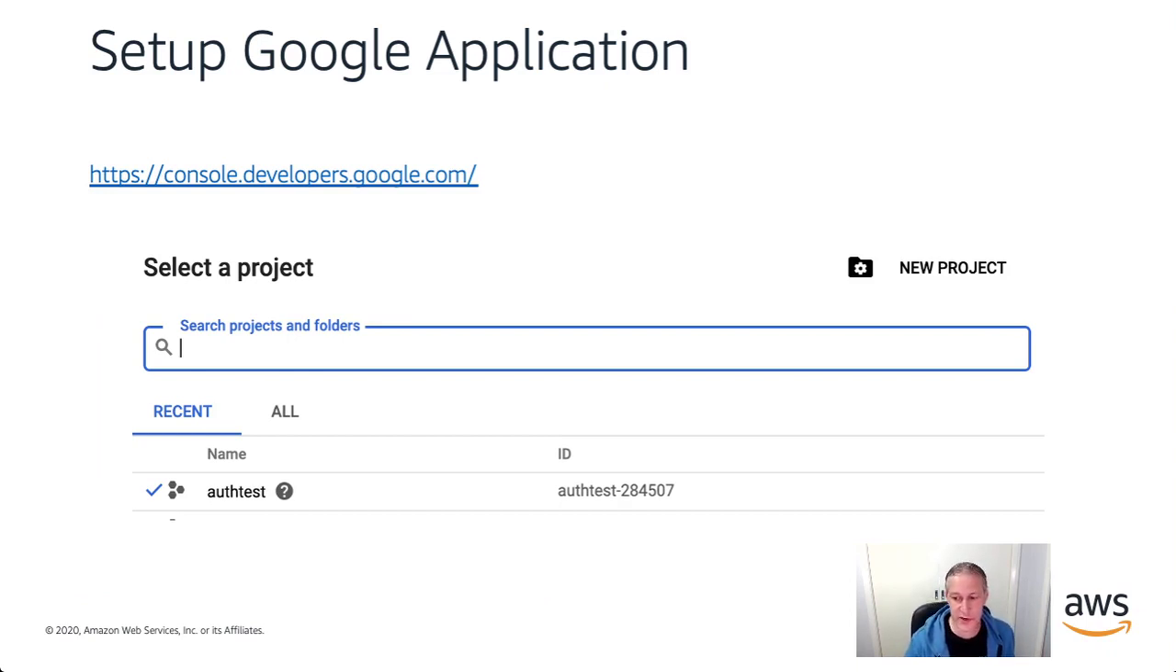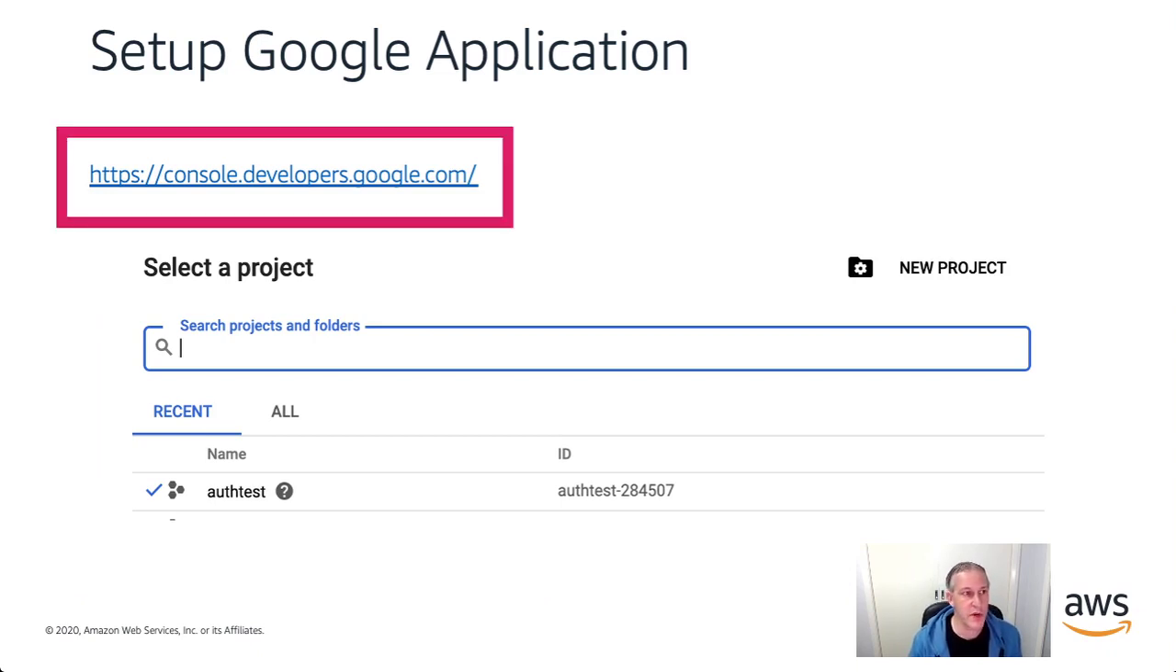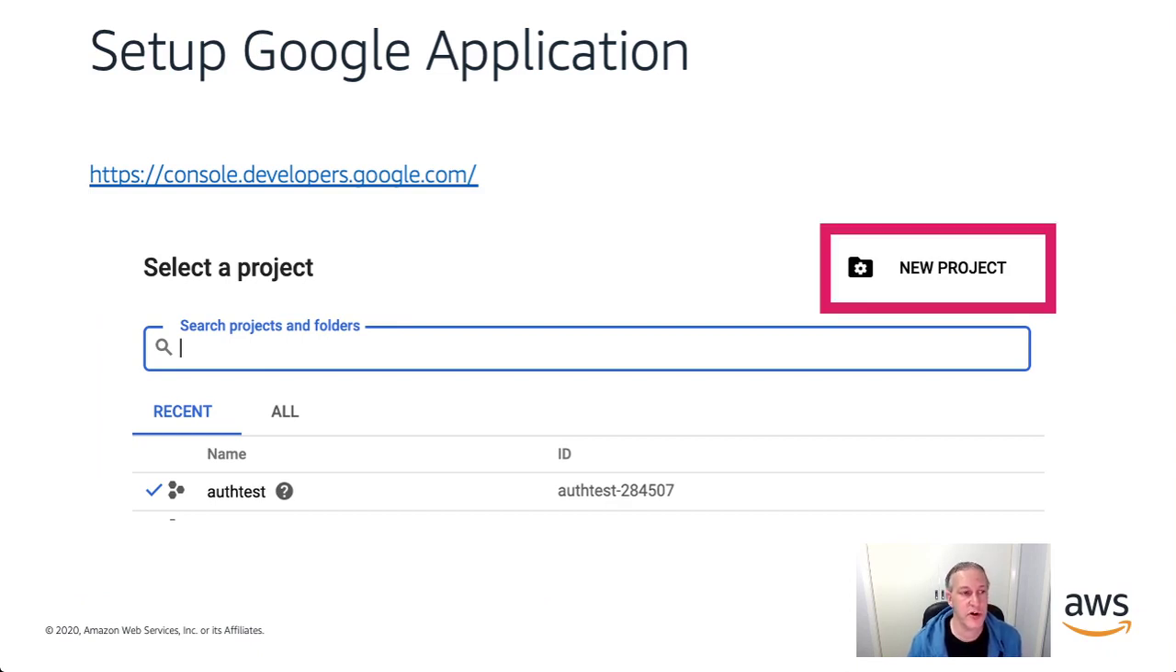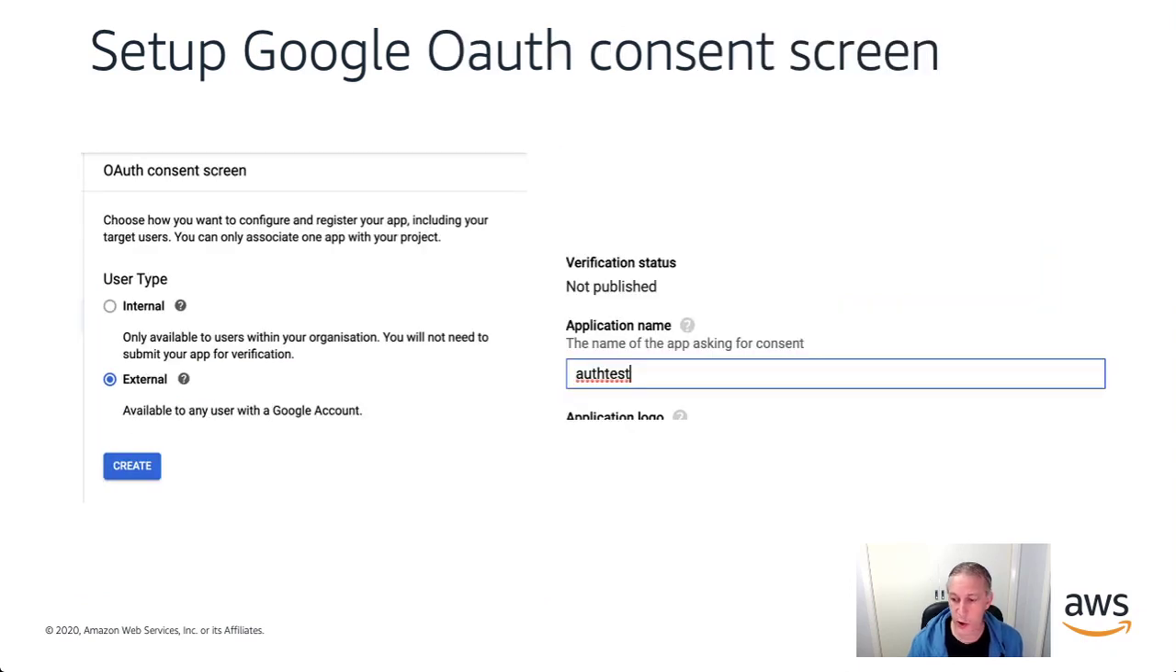Okay, so first off, we need to go over to console.developers.google.com and log in. Once we're there, we need to create a new project. Below you can see the example project, Auth Test. And now we'll go through setting up the consent screen.